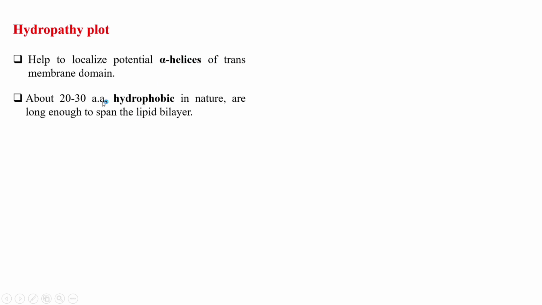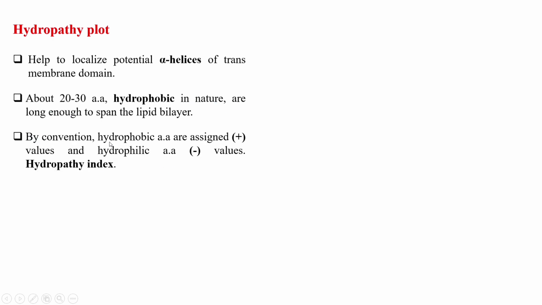About 20 to 30 amino acids are hydrophobic in nature. Remember, this portion, the transmembrane domain of the integral membrane protein, should be hydrophobic in nature because it traverses the lipid bilayer, and lipid is hydrophobic in nature, we know. So these amino acids should be hydrophobic in nature also because they can then interact with the hydrophobic fatty acid chains with van der Waals interactions. So about 20 to 30 amino acids are hydrophobic in nature, long enough to span the lipid bilayer.